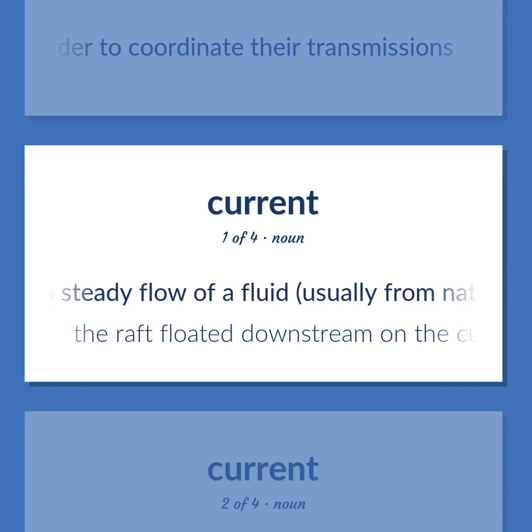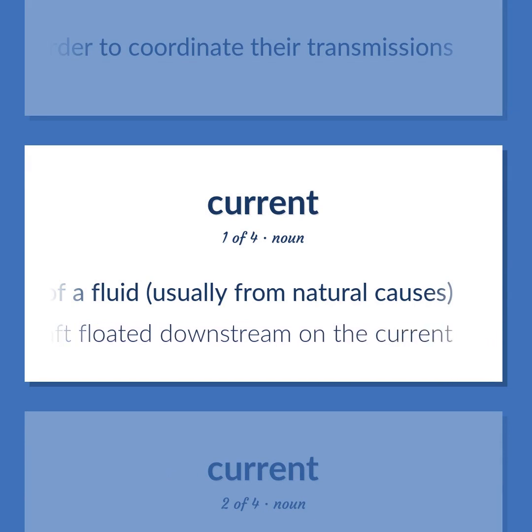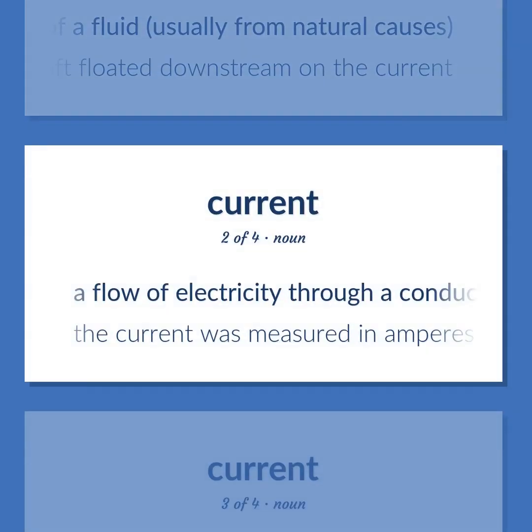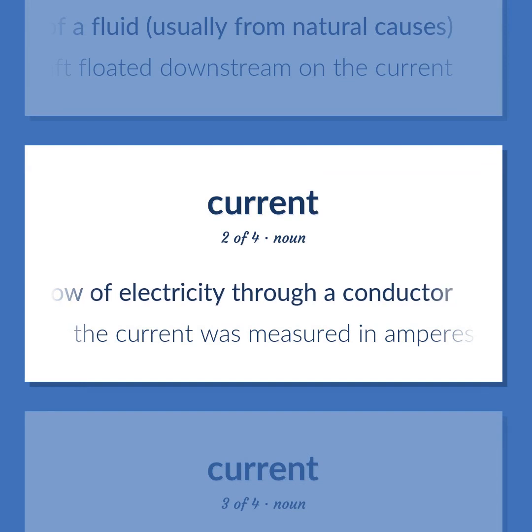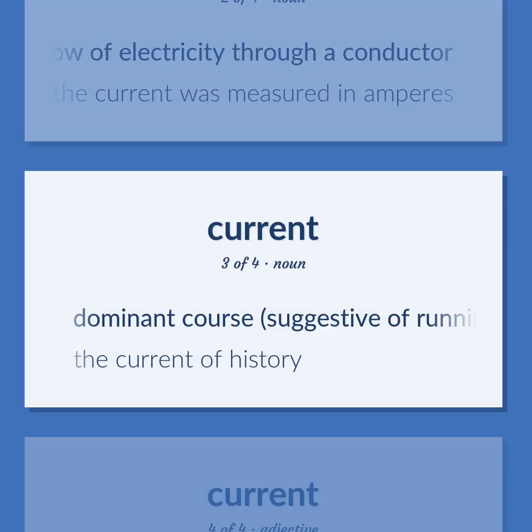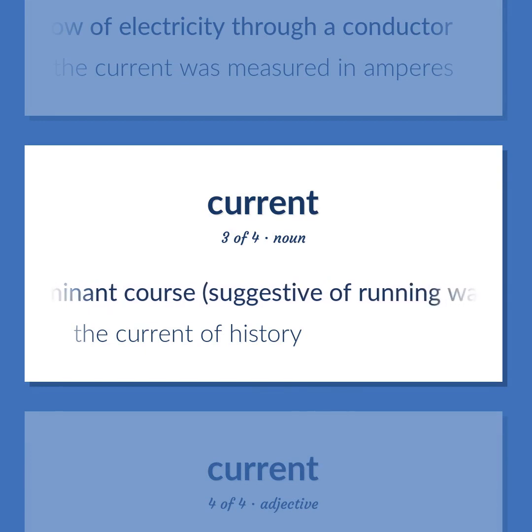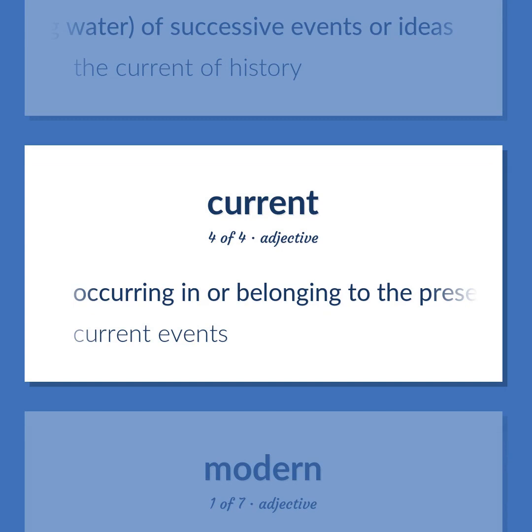A steady flow of a fluid, usually from natural causes. The raft floated downstream on the current. A flow of electricity through a conductor. The current was measured in amperes. Dominant course, suggestive of running water, of successive events or ideas. The current of history. Occurring in or belonging to the present time. Current events.